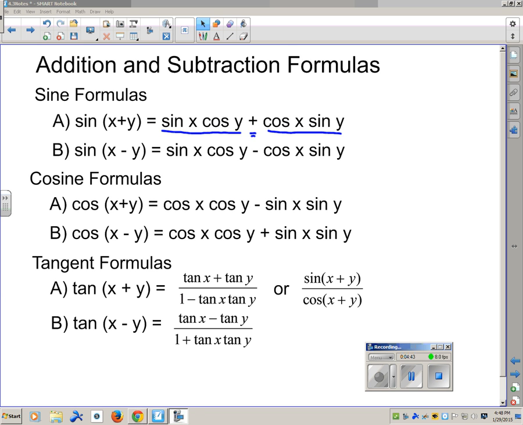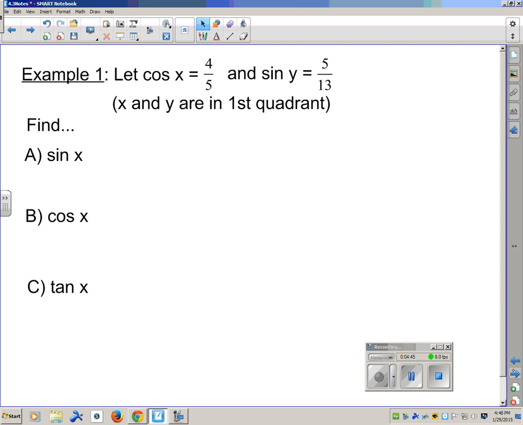All right, so let's continue on. You have those formulas now. So what you want to do here is say let the cosine of x equal 4/5 and the sine of y equal 5/13. Now you've got to be careful with these, because sometimes they're going to ask you to find the cosine of y, or they might say, what's the sine of x? But be careful. See, there's two different angles.